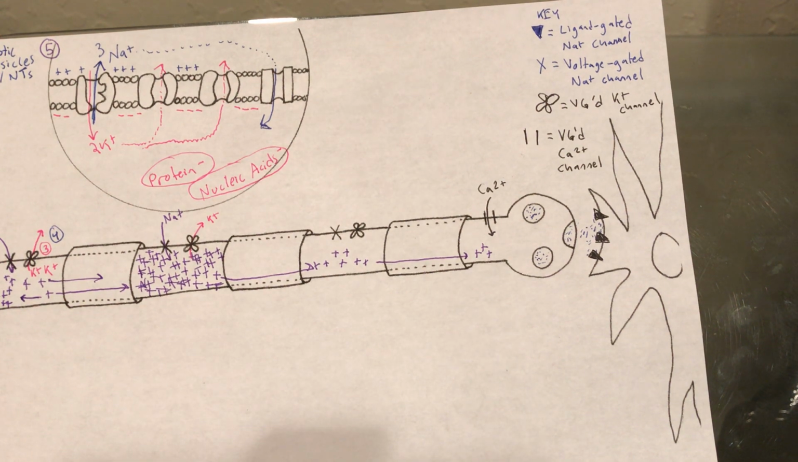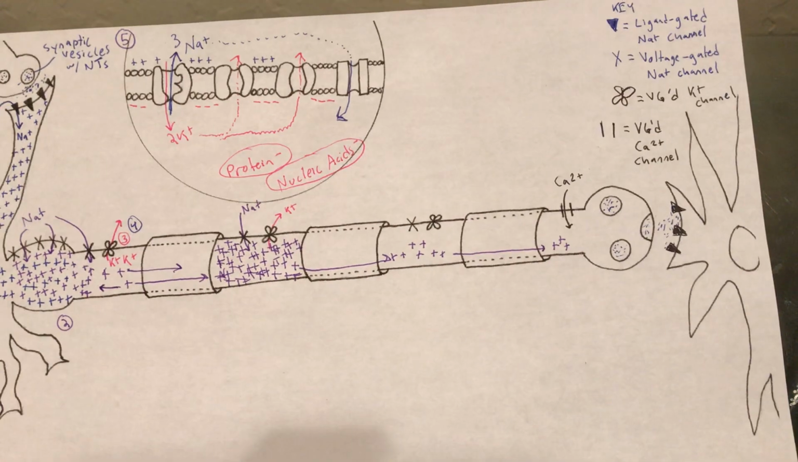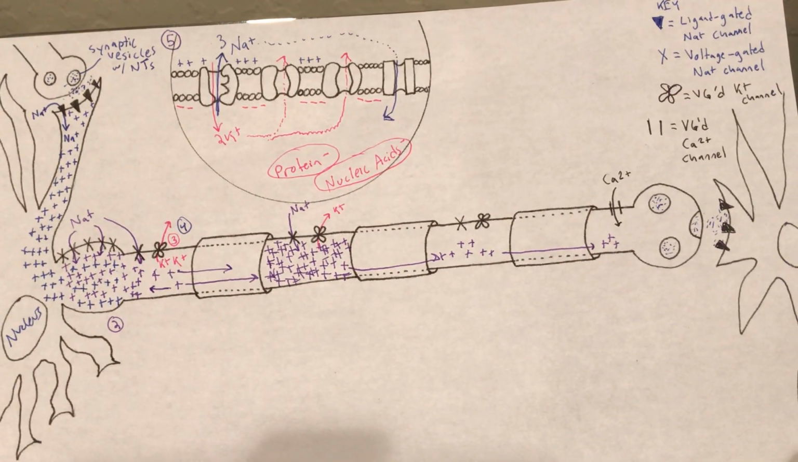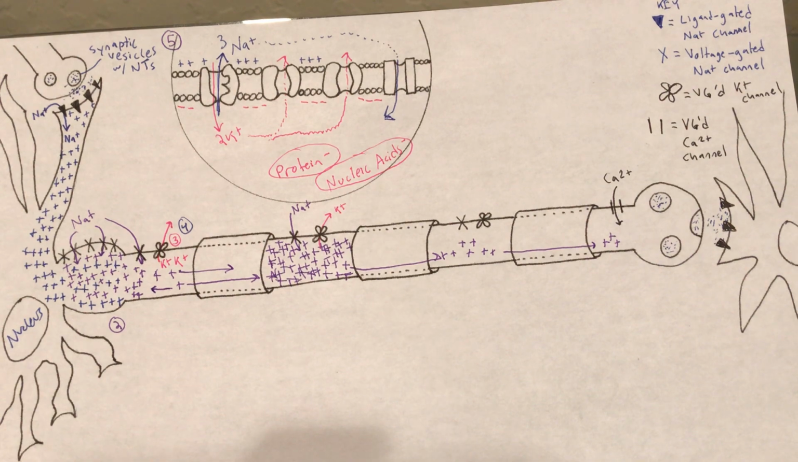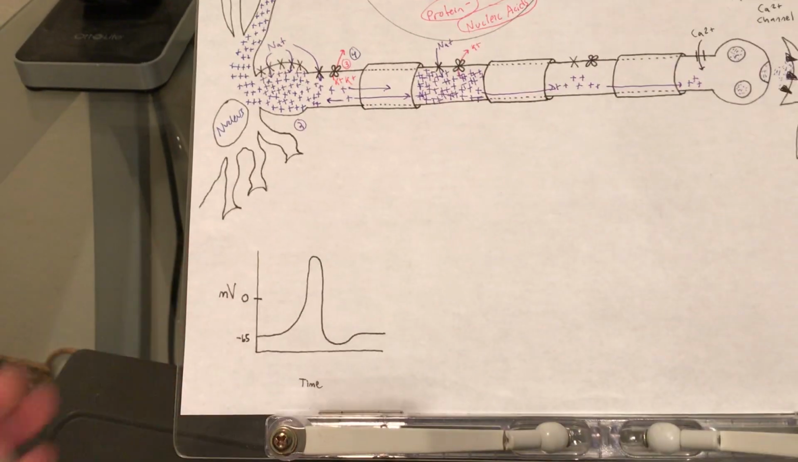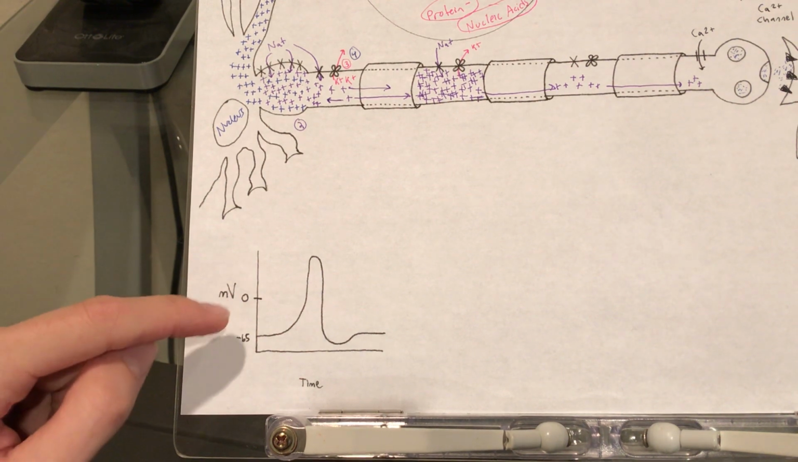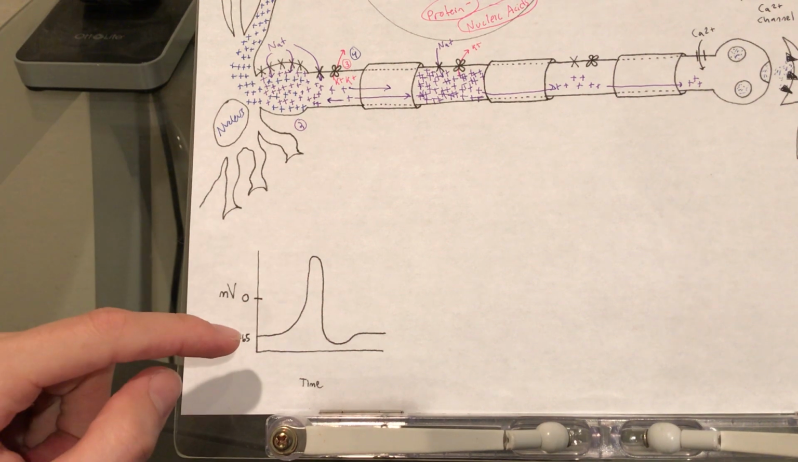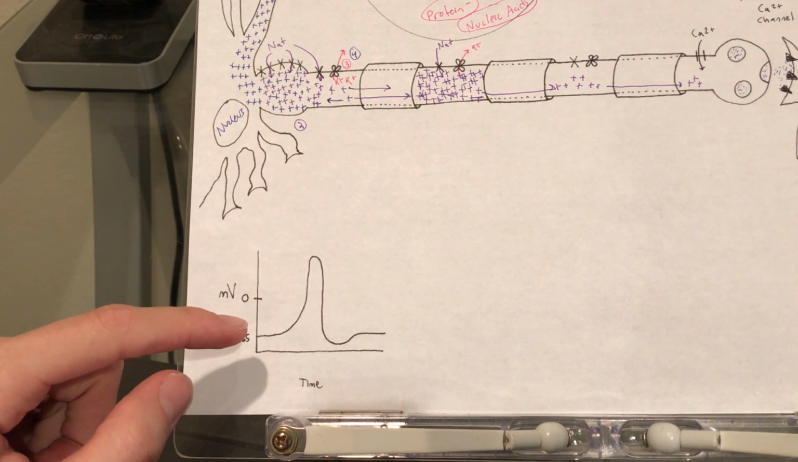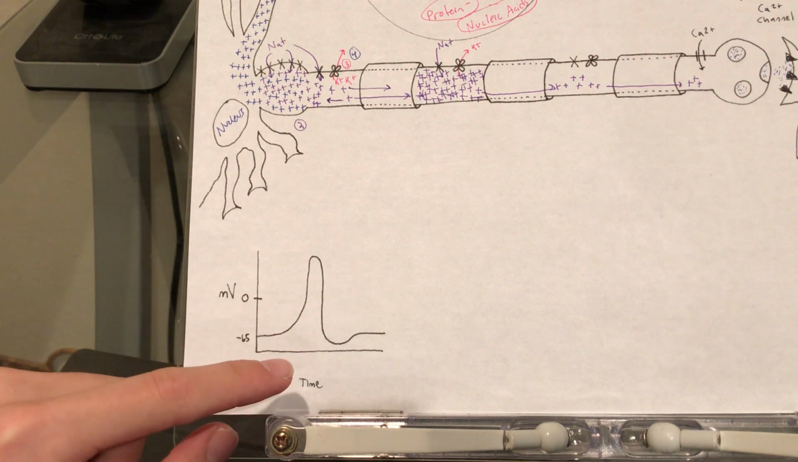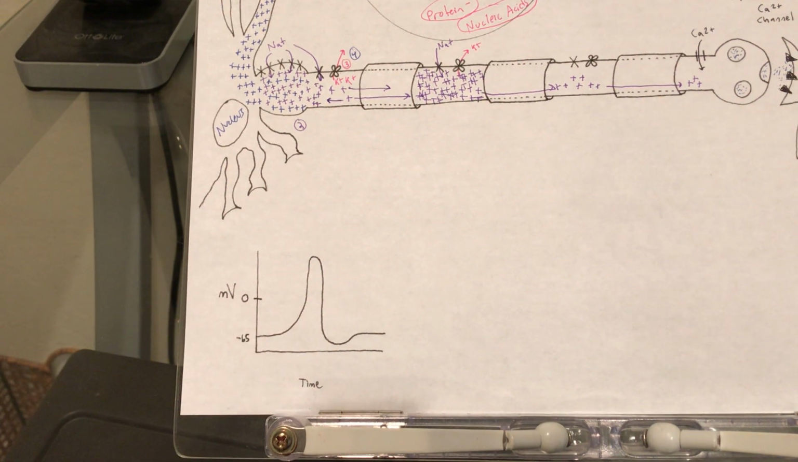Okay, so let's put this all together in a graph form. I think the graph is what really tricks most people, so I'm saving it for last on purpose. I put the graph on the bottom of the worksheet here. And so on this graph, we're basically graphing the millivolts or the voltage across the cell membrane over time.